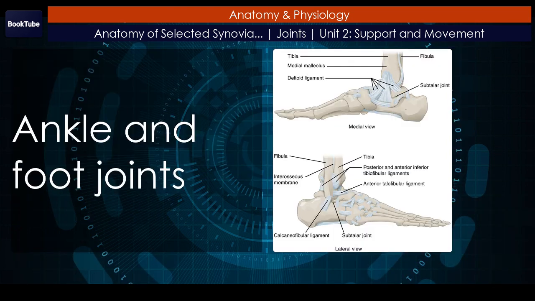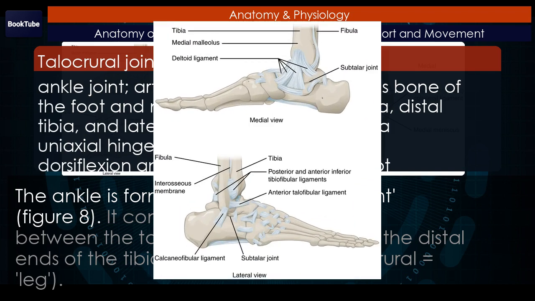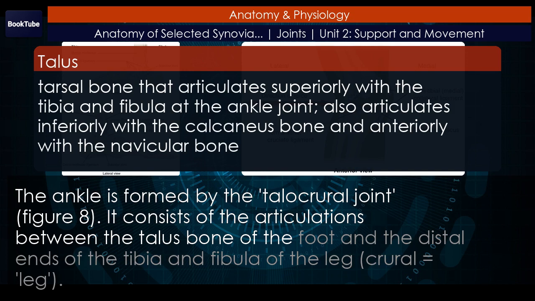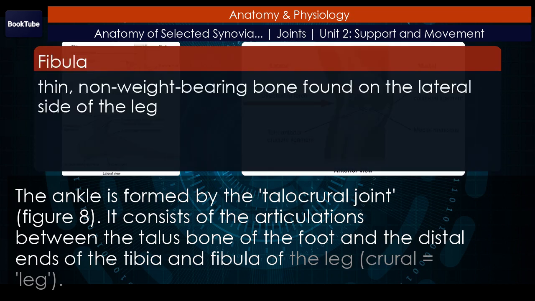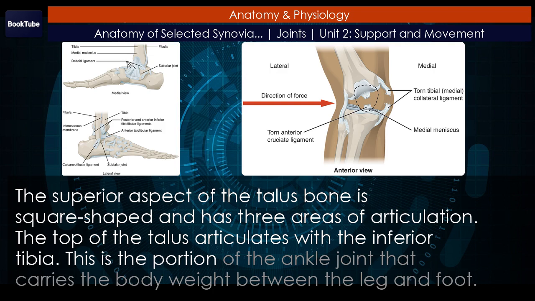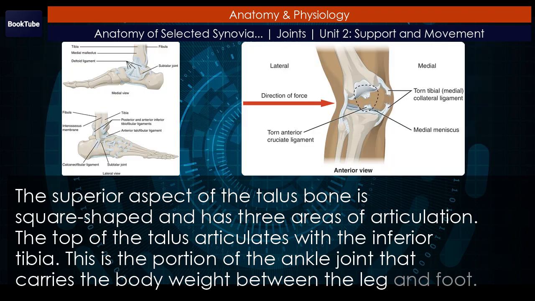Ankle and foot joints. The ankle is formed by the talocrural joint. Figure 8. It consists of the articulations between the talus bone of the foot and the distal ends of the tibia and fibula of the leg. Crural equals leg. The superior aspect of the talus bone is square-shaped and has 3 areas of articulation. The top of the talus articulates with the inferior tibia. This is the portion of the ankle joint that carries the body weight between the leg and foot.